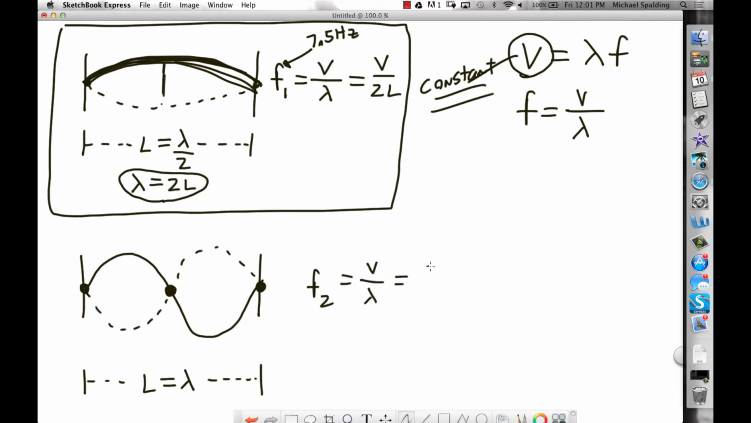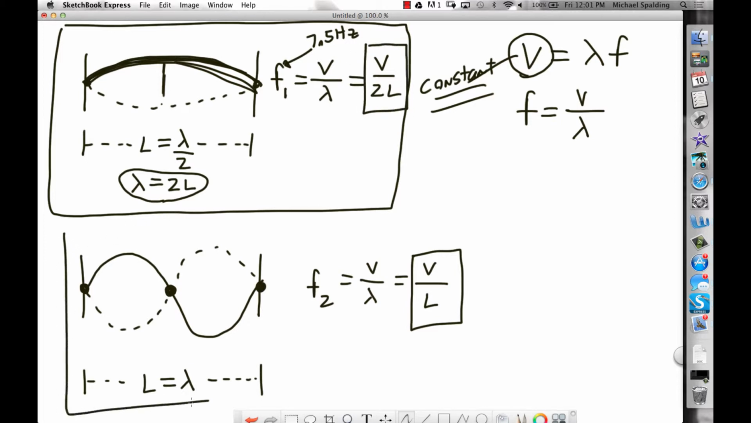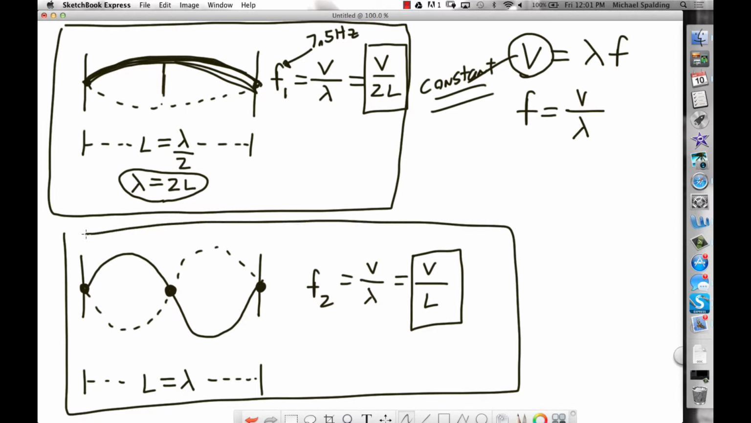But what is lambda? Lambda is L. Okay, so we get V over L, and then this is V over 2L. So check it out. If we want to go from the fundamental frequency, the first frequency, which is 7.5, to the second frequency, compare these two values here. We got V over 2L and then V over L.